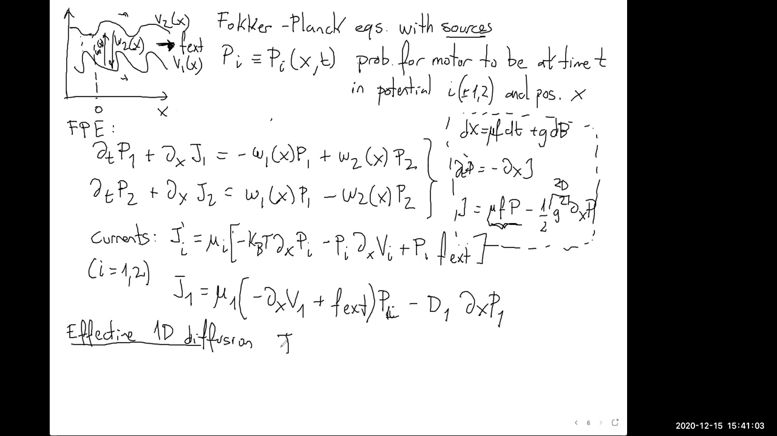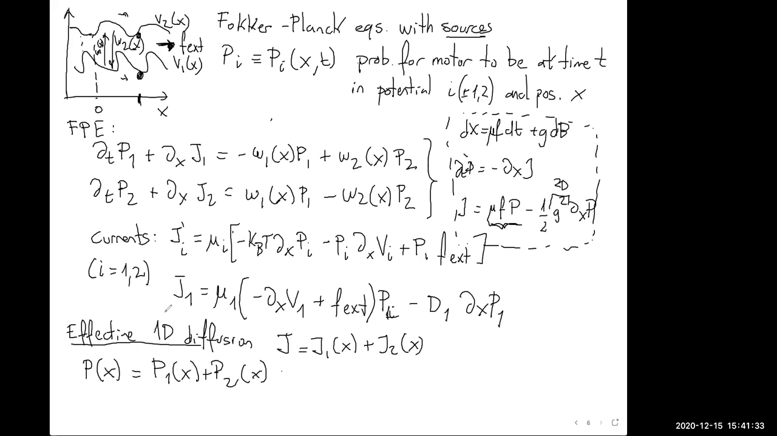The current will be the current 1 of x plus the current 2 of x. This is the total current of motors. And we will say that the probability to be in state x, the probability that I'm here in this state, plus the probability to be here in the other state, will be P1 of x plus P2 of x, okay?